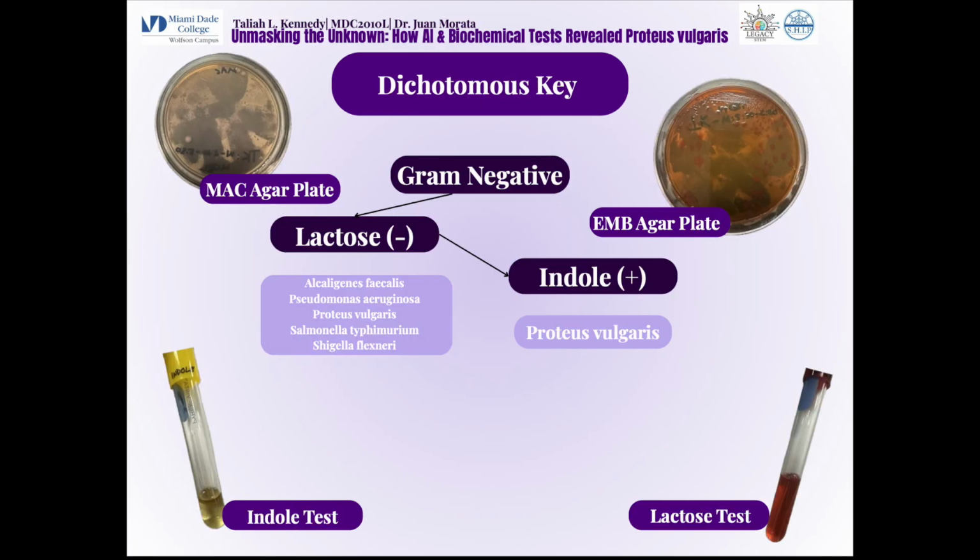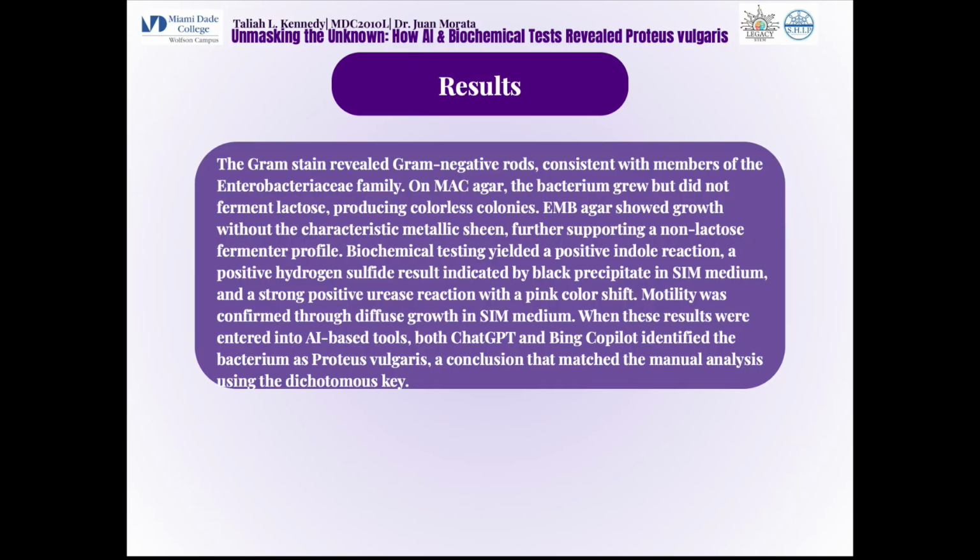The gram stain showed gram-negative rods. On MAC agar, the bacterium grew but did not ferment lactose, producing colorless colonies. EMB agar showed growth but no metallic sheen. The indole test was positive, though the color was weaker because of the gas leak. When these results were entered into AI tools, both ChatGPT and Bing Copilot identified the bacterium as P. vulgaris. This matched the manual identification using the dichotomous key.